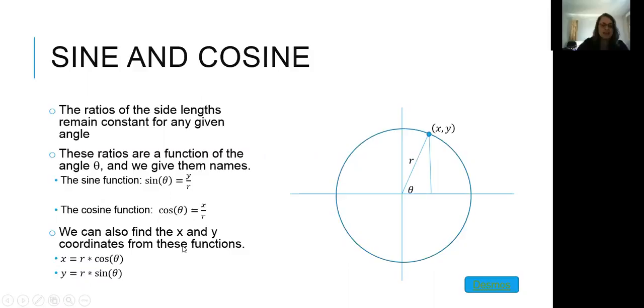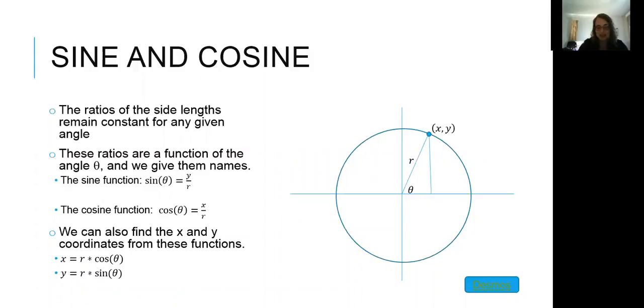Here's the other way we can think of this. For any point on a circle, given an angle and the radius that goes to the edge of the circle, the x-coordinate will be found from the radius multiplied by the cosine of the angle. The y-coordinate is the radius times the sine of the angle.